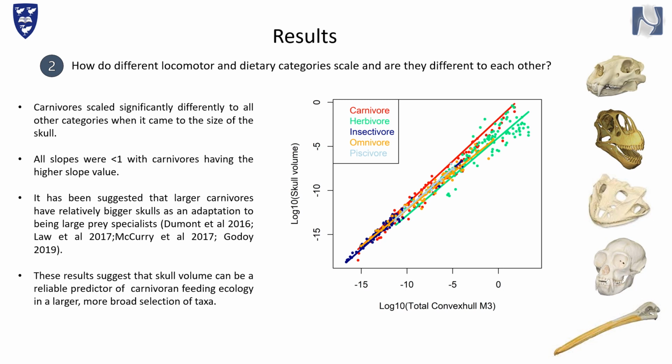Although previous work has indicated that skull shape offers insights into function and ecology among a number of carnivore families, overall relationships between form and diet have been shown to weaken when a more complete selection of taxa is considered. However, these results suggest that skull volume can be a reliable predictor of carnivore feeding ecology in a larger, more broad selection of taxa.